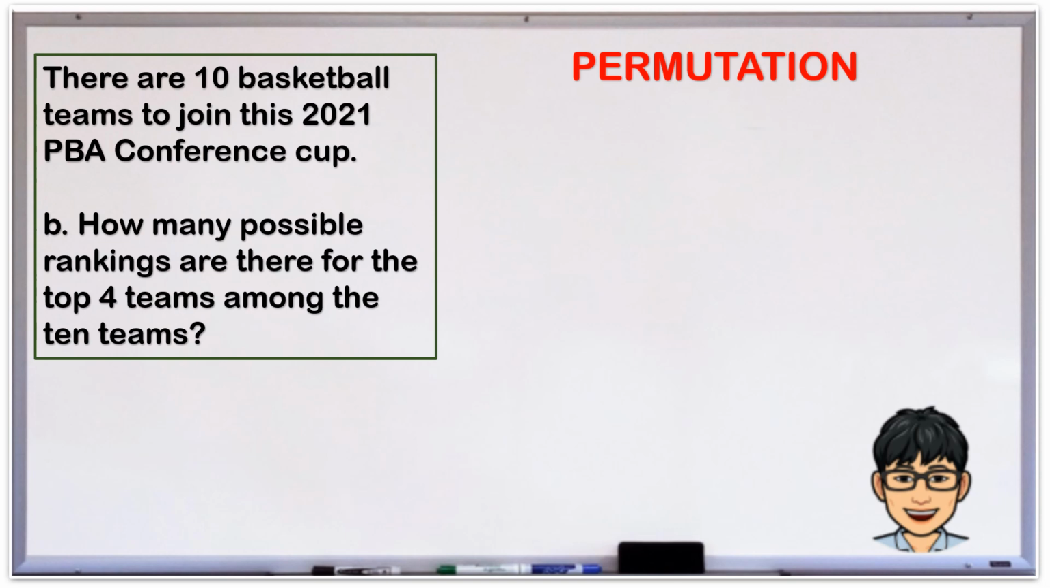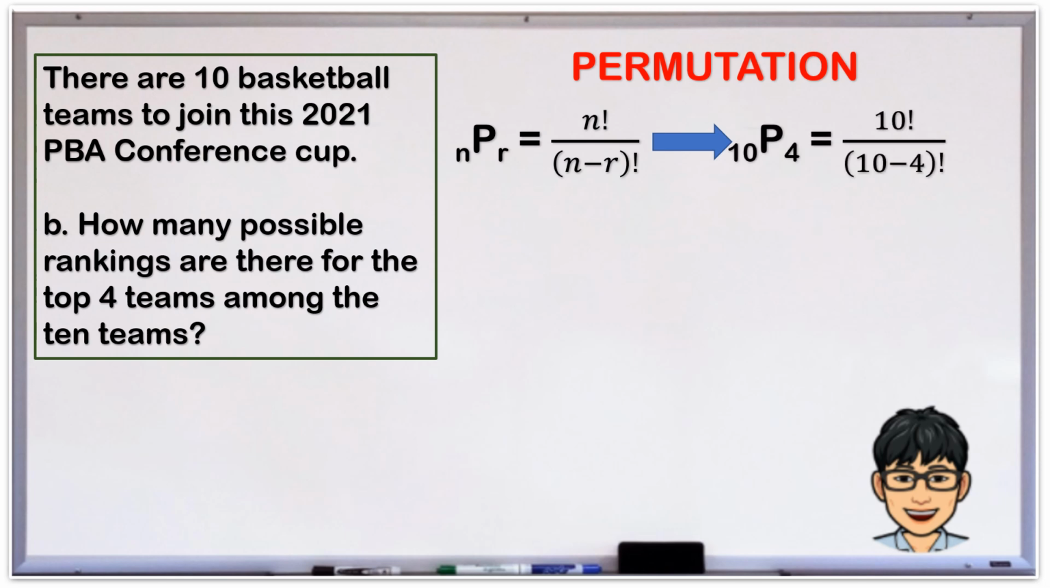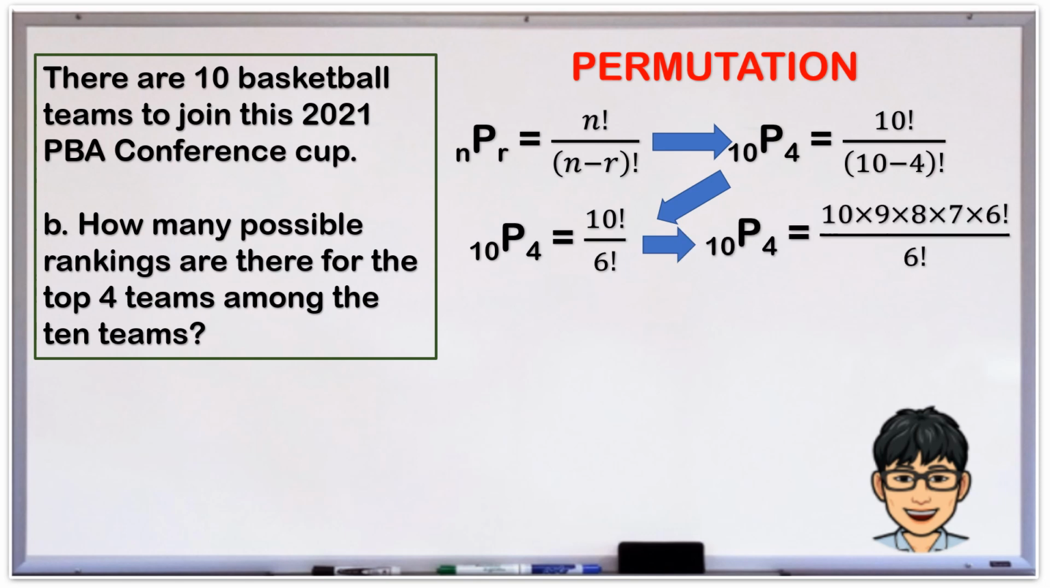In this problem, still our n is equal to 10 and our r is equal to 4. Using the formula n permute r equals n factorial divided by the quantity of n minus r factorial, we have 10 permute 4, which is equal to 10 factorial divided by 10 minus 4 factorial, which is also equal to 10 factorial divided by 6 factorial. To simplify, we have 10 times 9 times 8 times 7 times 6 factorial divided by 6 factorial.